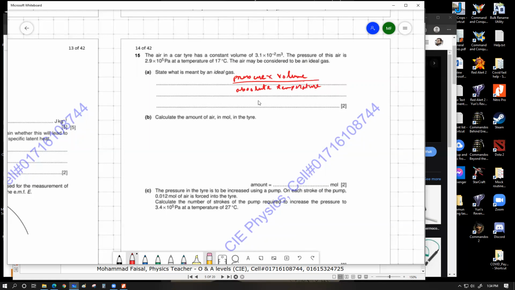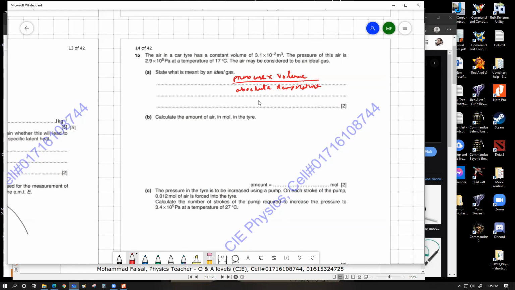The gas, which for a fixed amount follows this ratio to be constant at all values of those three variables, is defined to be an ideal gas. Or you could write that a fixed amount of gas that follows the ratio PV by T to be constant at all values of P, V or T, where P equals pressure, V equals volume, T equals the absolute temperature, is an ideal gas. Ideal gas is defined by this ratio.